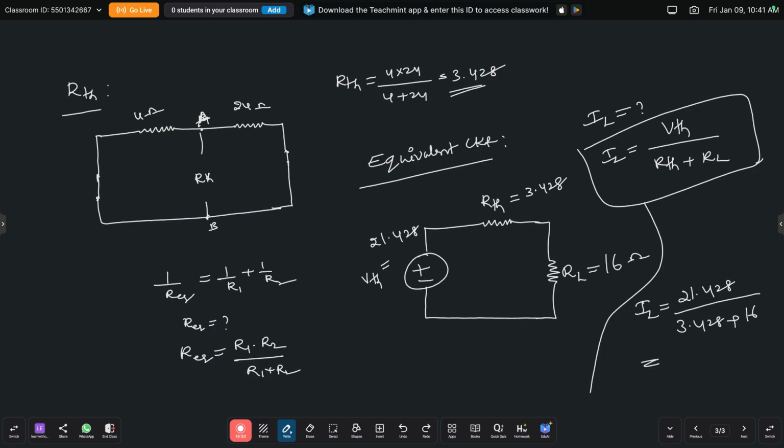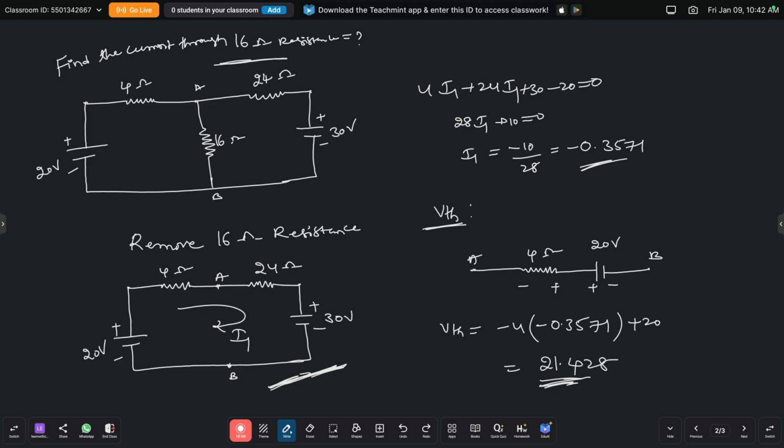Calcium. 21.428 by 3.428 plus 16. 21.428 plus 3.428 plus 6. Okay, so its value is equal to 1.102. So that is the current flowing through the 16 ohm resistance.